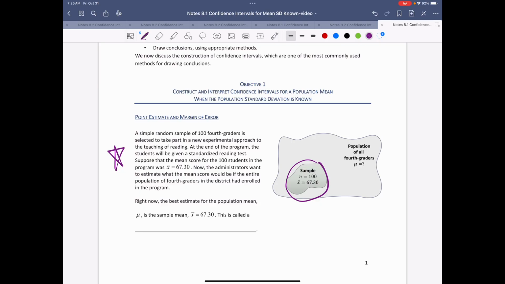Now, the administrators want to estimate what the mean score would be if the entire population of fourth graders in the district had enrolled in the program. So what they want to know is, if I switch to this reading program, what's going to happen next year for everyone? What's mu going to be? The true population mean. Right now, the best estimate for the population mean, mu, is the sample mean, X bar equals 67.30. This is called a point estimate.